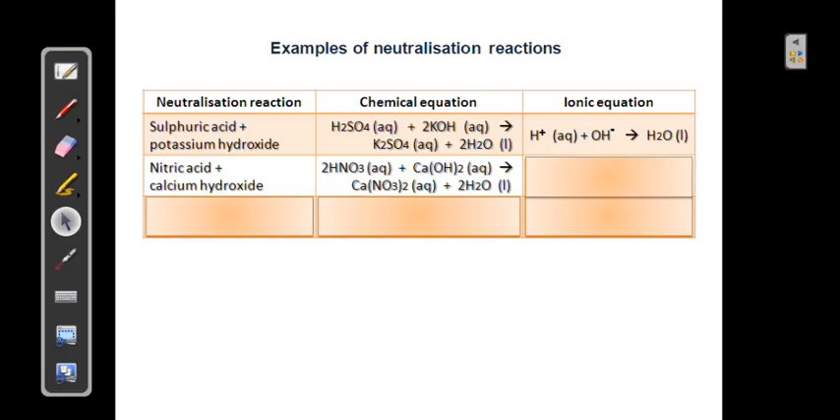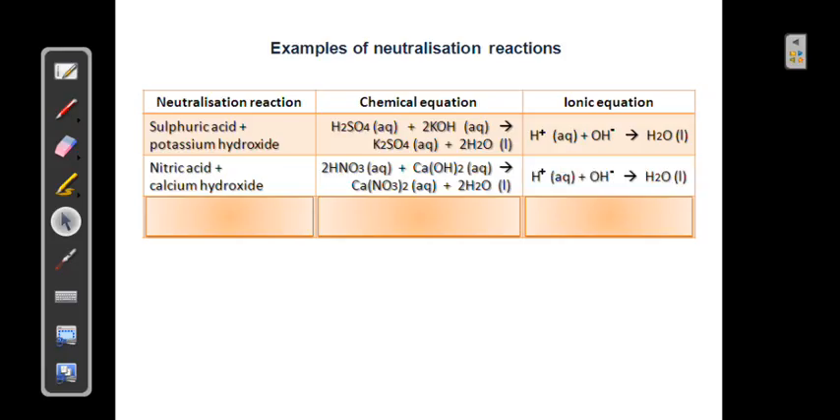So now they need these two hydrogens from the nitric acid. So it will form the water molecule. 2H plus 2OH will make 2 H2O, and then the calcium will join up with the nitric acid and become calcium nitrate.